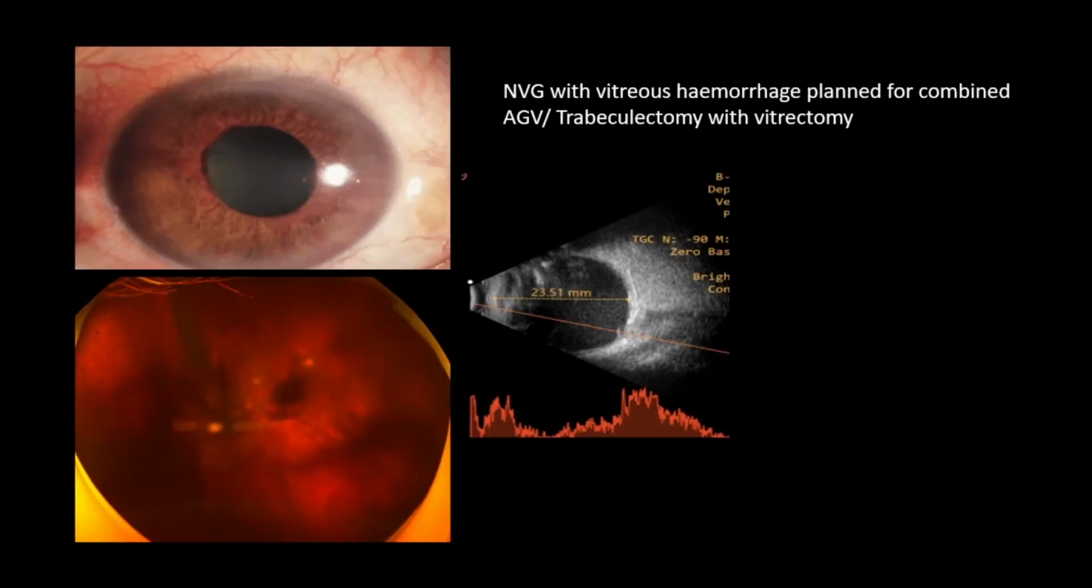Now, this is a case of neovascular glaucoma with vitreous hemorrhage planned for combined AGV and vitrectomy. In such case scenarios also, we can inject and then plan for surgery.